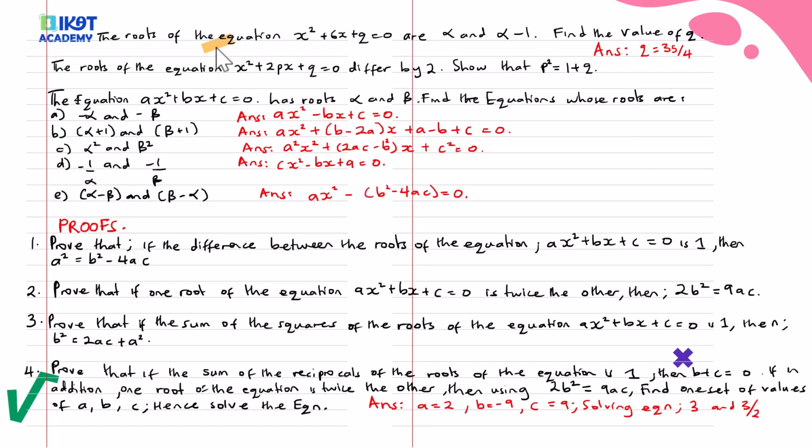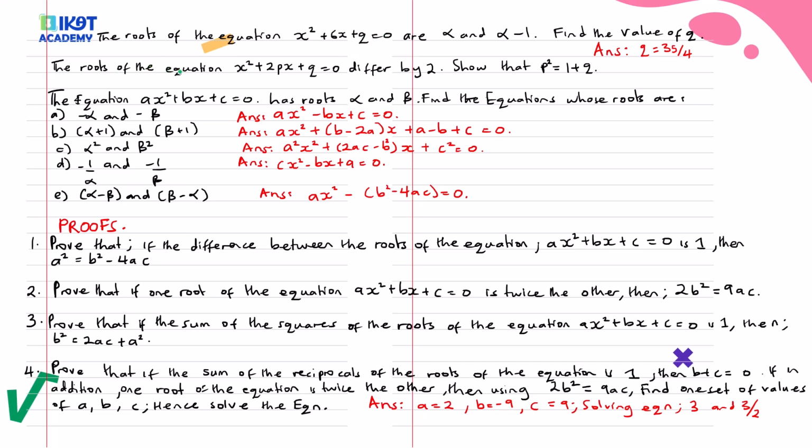Yes, and then now we can try out these numbers. We see this one says the roots of the equation are alpha and alpha minus 1. Find the value of q. So this is the same concept. These are the roots. So you know what the sum of the roots is equal to, what the product of the roots is equal to. With that, you can find the value of this alpha. After finding the value of alpha, you can use that to find the value of q.